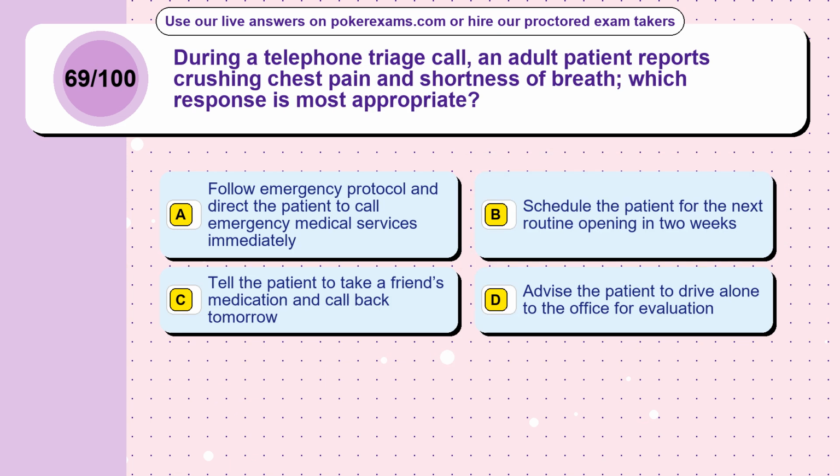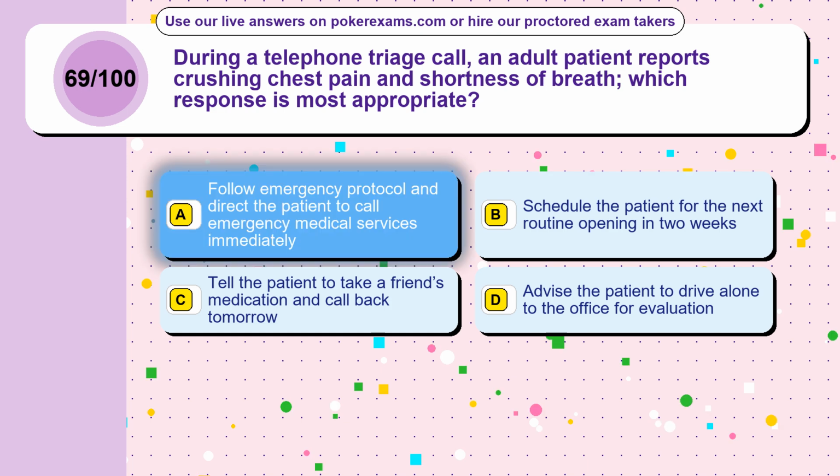Question 69. During a telephone triage call, an adult patient reports crushing chest pain and shortness of breath. Which response is most appropriate? Option A. Follow emergency protocol and direct the patient to call emergency medical services immediately. Option B. Schedule the patient for the next routine opening in 2 weeks. Option C. Tell the patient to take a friend's medication and call back tomorrow. Option D. Advise the patient to drive alone to the office for evaluation.